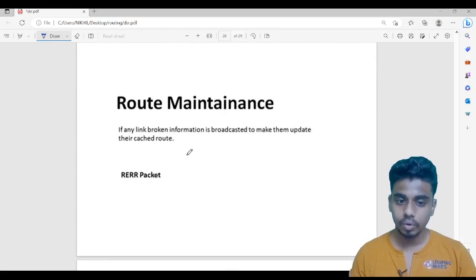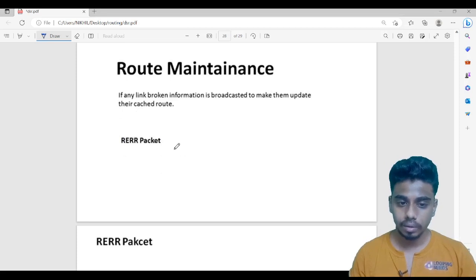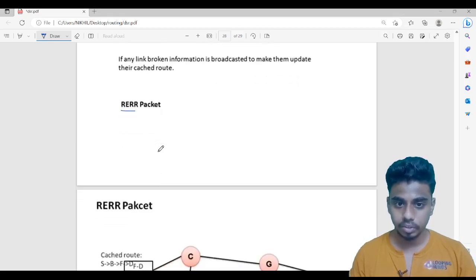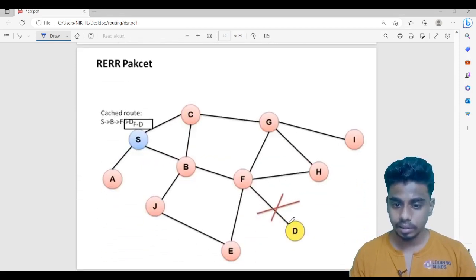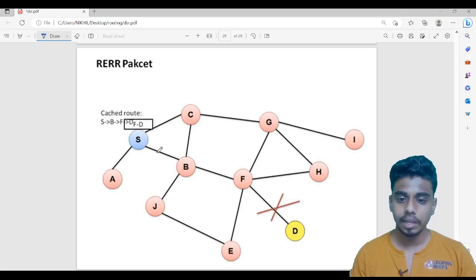So what we have to do is, here we have to send a packet, that is repair packet. Okay, repair request, you can assume like that. This packet will be sent from F to B, then B to S. Now S will understand, okay, this route has been broken. Now we have to find one more route and it will update in the cache memory.